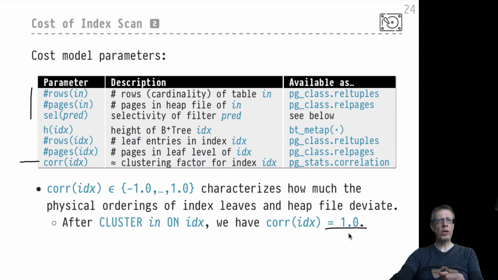And we will also see the unclustered case, and we'll see that we will suffer from higher estimated and also higher real cost. All of these can be queried using the metadata tables of PostgreSQL, and we will have a closer look at that when we switch over to the terminal.